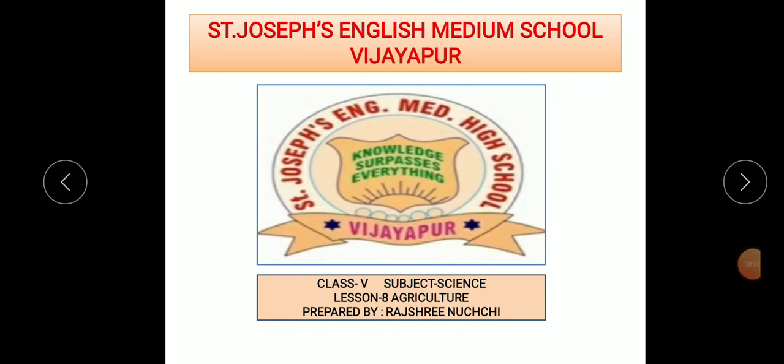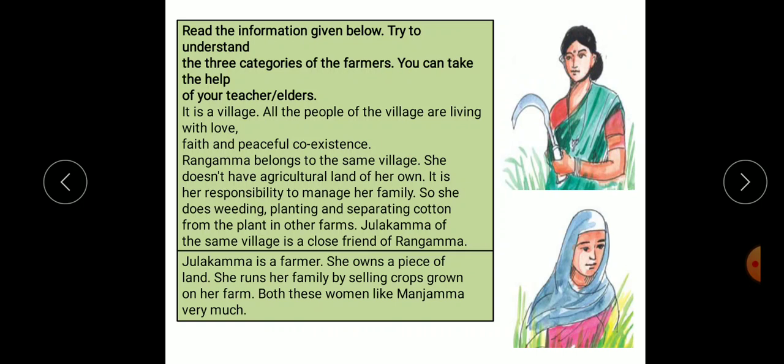In the previous video we studied the basic steps of agriculture. We continue that video. Listen, everyone. Read the information given below and try to understand the three categories of farmers. Here they have given three farmers' names: Rangamma, Julkamma and Manjamma.